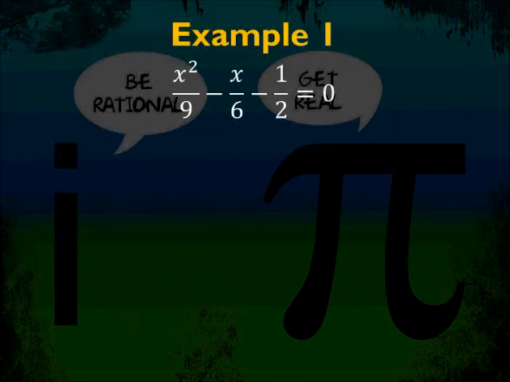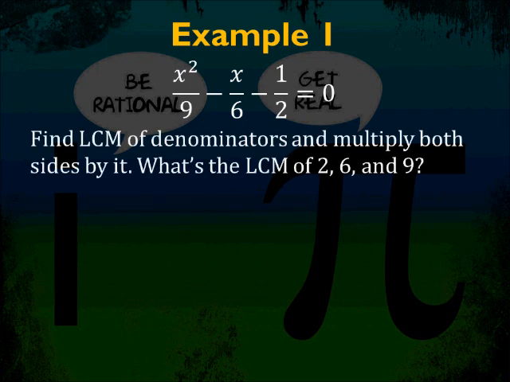So let's look at example 1. We have x squared over 9 minus x over 6 minus 1/2 equals 0. Most of us don't like dealing with fractions. We like to deal with integers. So with an equation, you can multiply out both sides by the least common denominator of all the fractions. So we have a 9, a 6, and a 2, and we need to find the least common multiple to find the least common denominator.